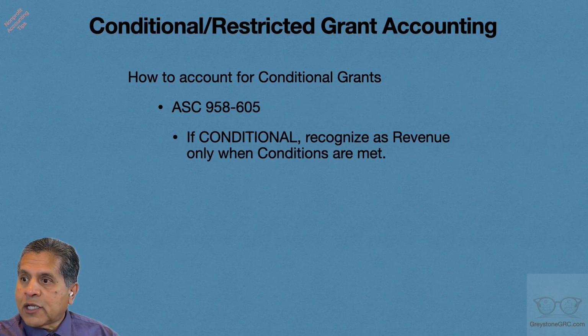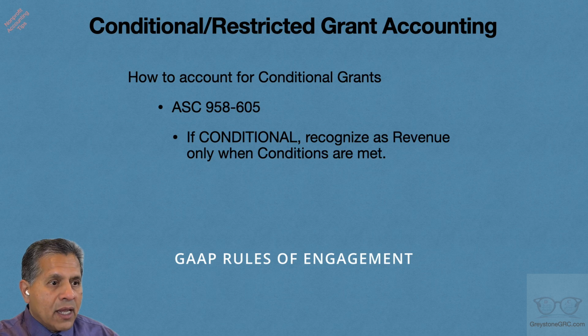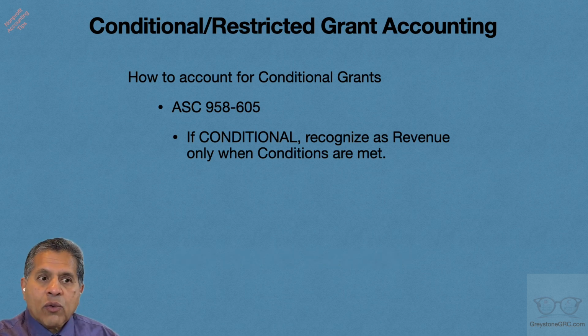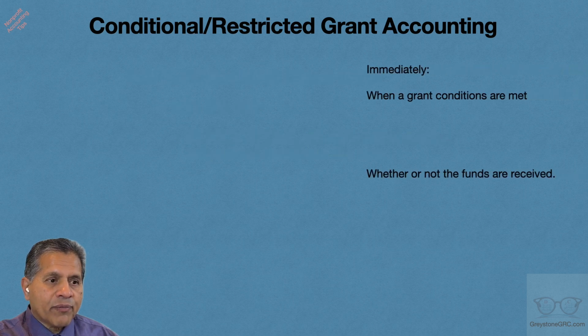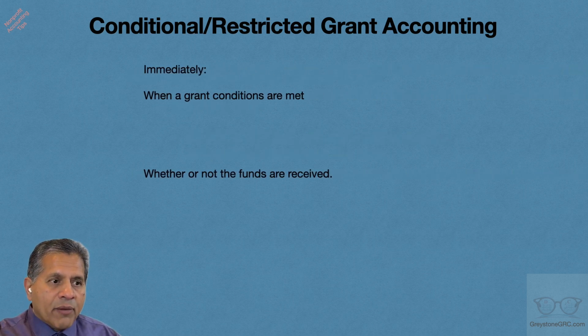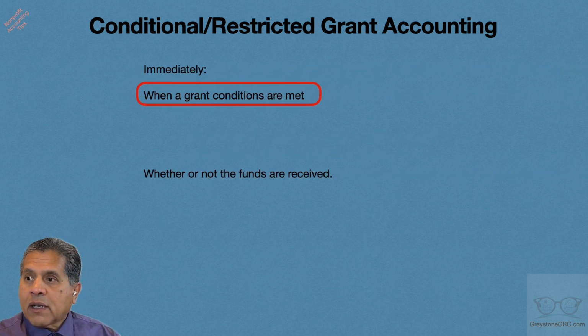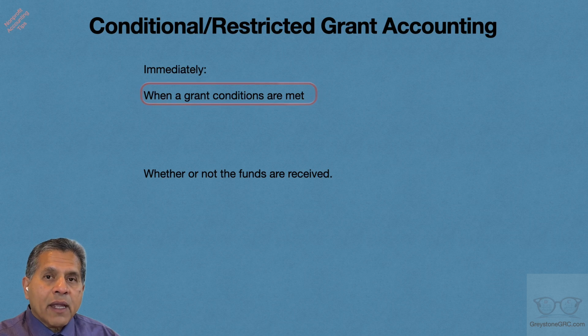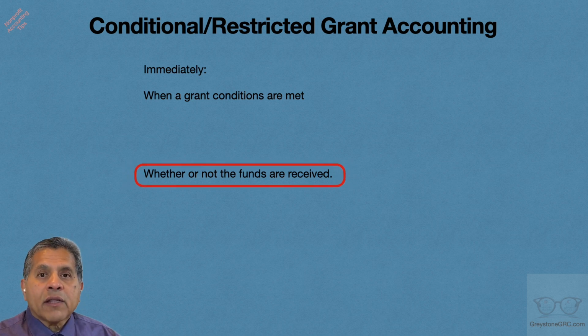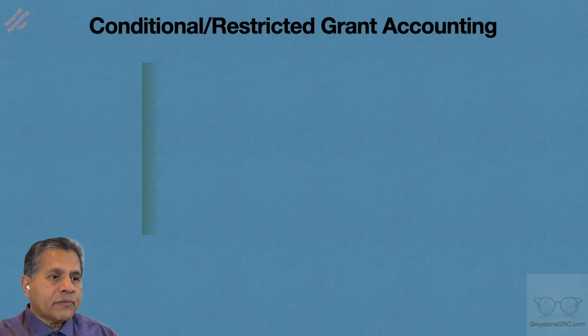What are the rules of engagement? Rules of engagement say that if it's conditional, you only recognize revenue when the condition is met. And on top of that, you recognize it immediately when grant conditions are met. It doesn't talk about restrictions, it just talks about conditions. And that's true whether or not the funds are received.